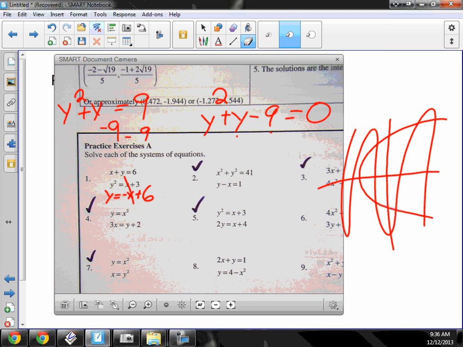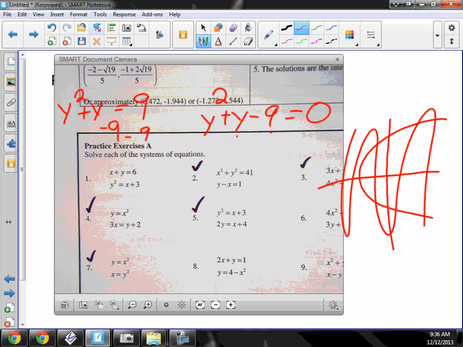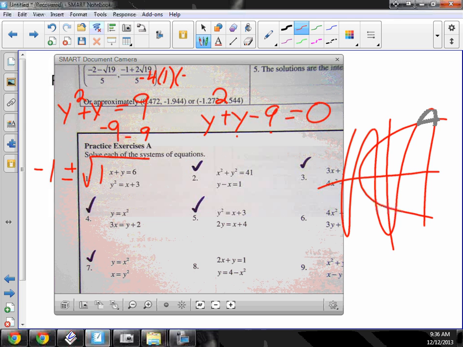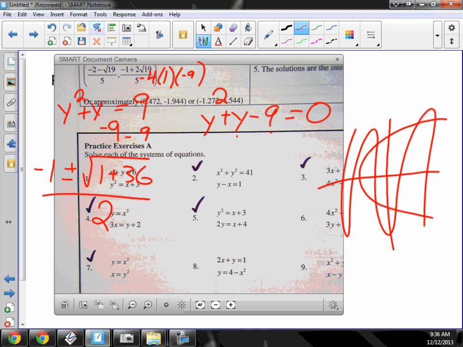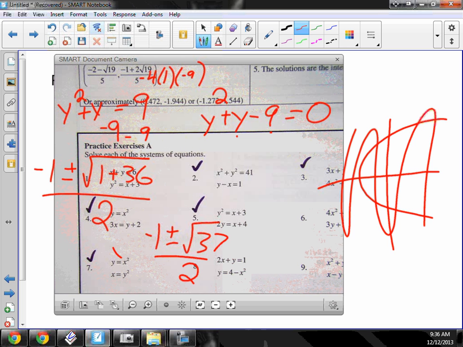So the quadratic formula, negative b, so negative 1 plus or minus the square root of 1 squared is 1, minus 4 times 1 times negative 9 is plus 36, over 2 times a, which is 2. And that's not really going to simplify much. Negative 1 plus or minus the square root of 37 over 2. So those are the y values. They're not nice numbers, which we're just going to have to deal with.